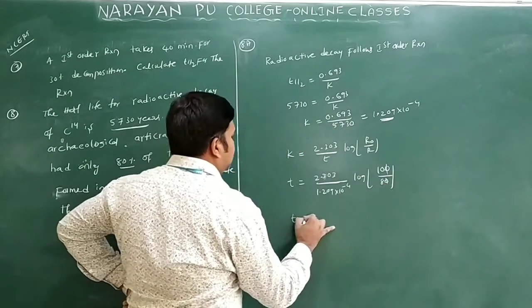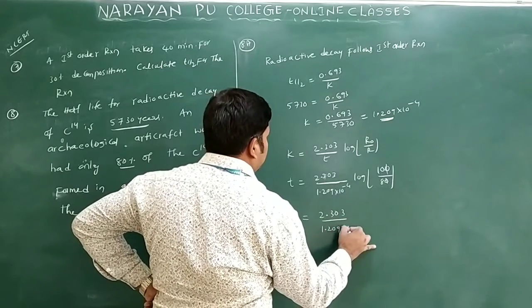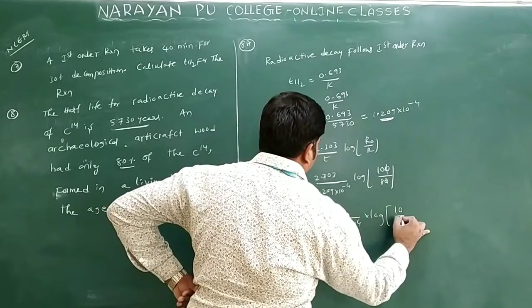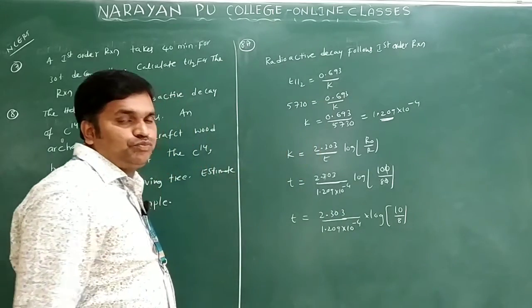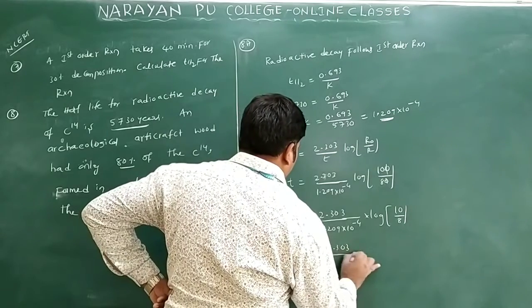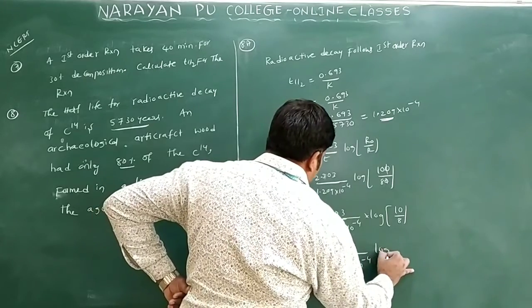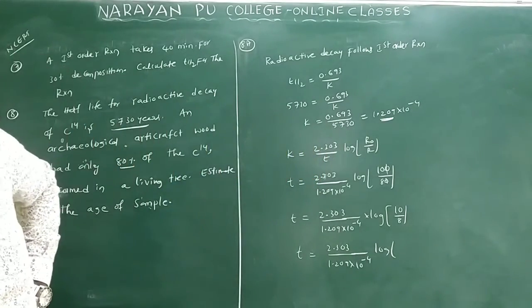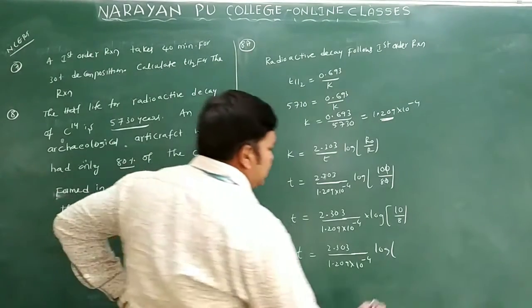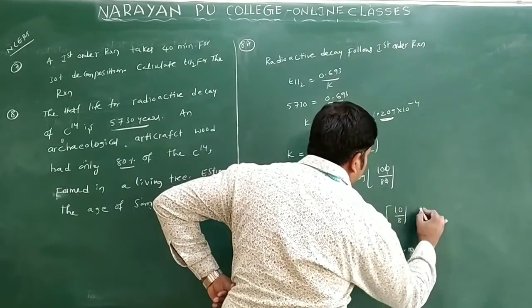Then what will be here? t is equal to 2.303 by 1.209 into 10 power minus 4, into log 10 by 8. Now we see this one: 2.303 by 1.209 into 10 power minus 4. So log 10 by 8, how much will you get here? 0.0969. You will get 0.0969.